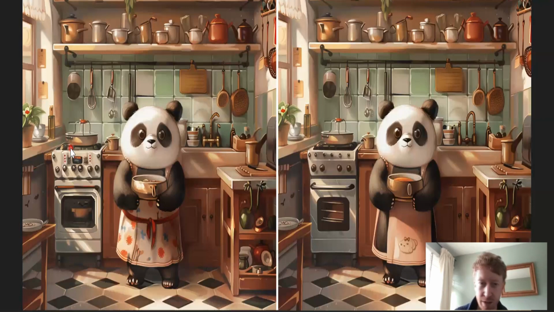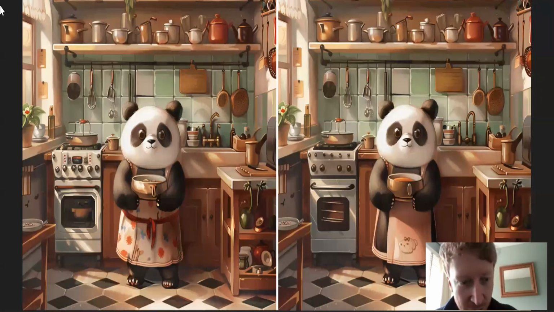So take a look at these pictures. Can you see the difference between the picture on the left and the picture on the right? Can you see the difference between the two pictures? Let me see here. Okay, the first one is easy.